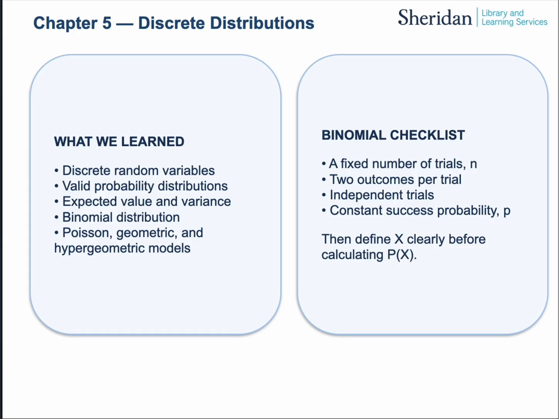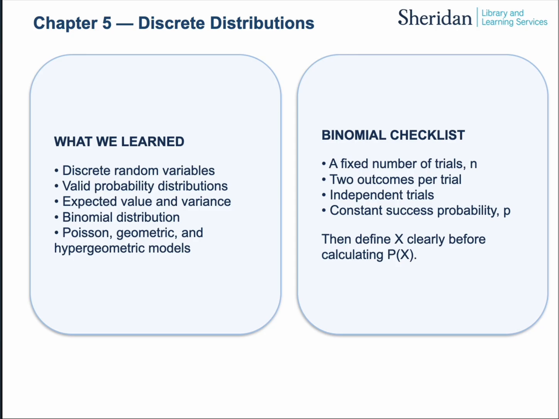Next, we learn about probability distributions. It tells us all possible values that a random variable can take, along with the probability of each value occurring. We introduce two important concepts, expected value and variance.